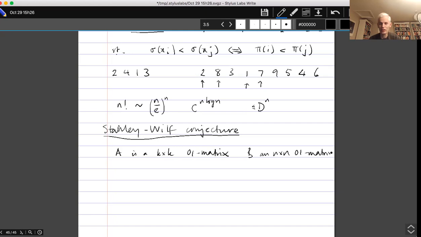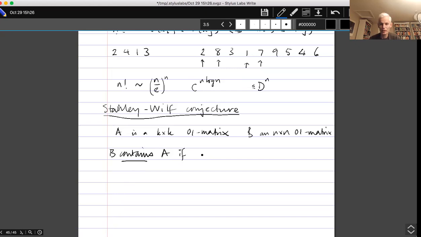We'll say that B contains A if, and there are two good ways of describing this, one is if there exist x1 up to xk, and a very important detail that I need to put when I say this is that these are an increasing sequence. I'll discuss this condition a bit more in a moment. And y1 up to yk, such that if a_ij equals 1, then b_{x_i y_j} equals 1.